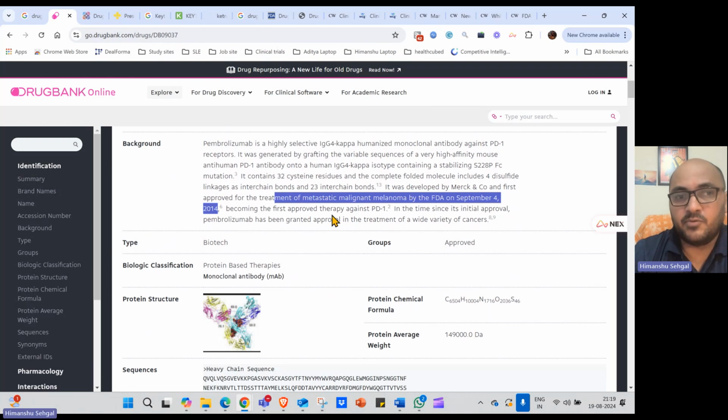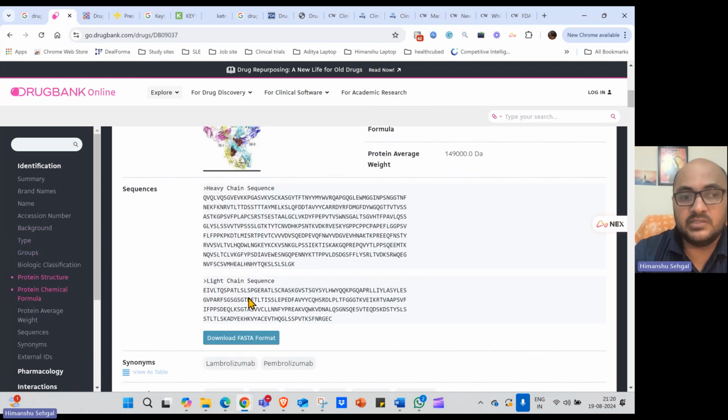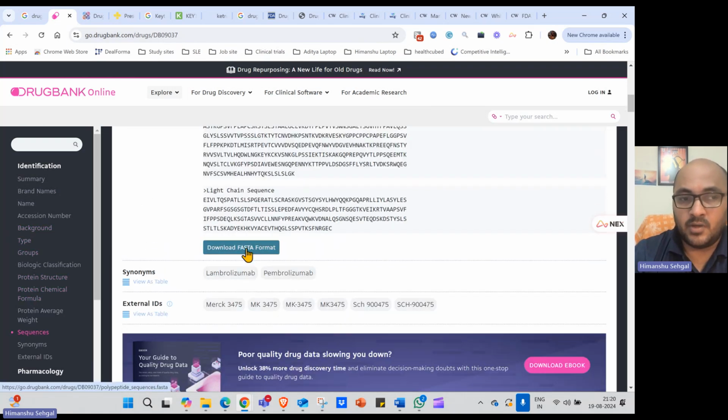And becoming the first approved therapy against PD-1. So it is also a first PD-1 approved molecule, and it is also first approved in melanoma, malignant melanoma. Its biological classification is protein-based therapy, monoclonal antibody. Its chemical formula, structure, protein average weight, and sequence, which you can download in FASTA format, you can use on bioinformatics tools for a lot of analysis purposes. I'll not go into that detail.